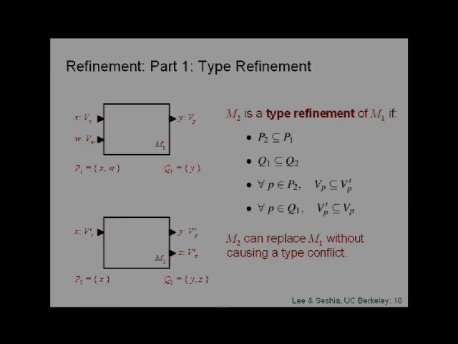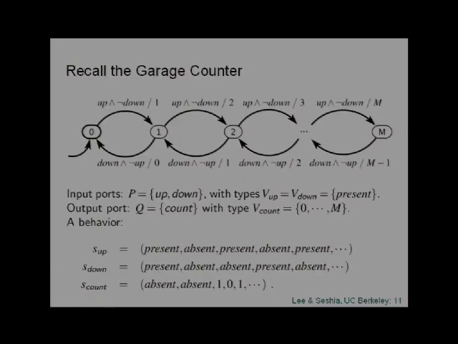Okay, so here's another example from earlier in the course. This is the garage counter, right? So the counter goes from 0 to m, and it counts up whenever a car enters and no car leaves, right? And so if you look at this system, the input ports are 2 signals, up and down, which are pure signals, and the output port is just the count, and the count in this case goes from 0 to m.